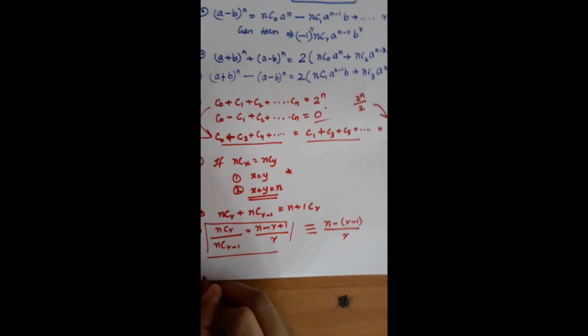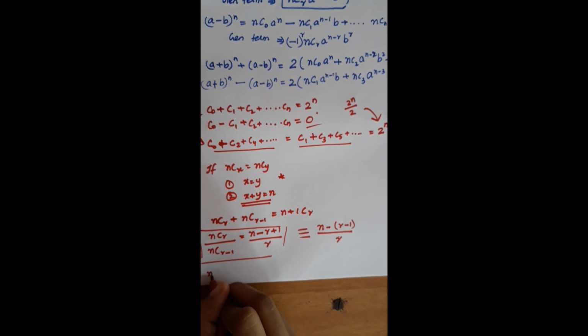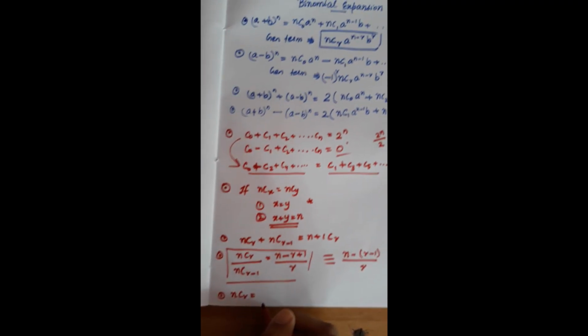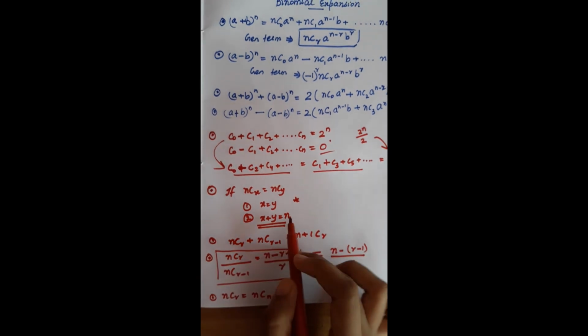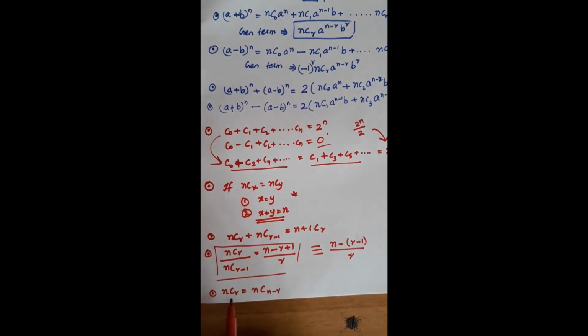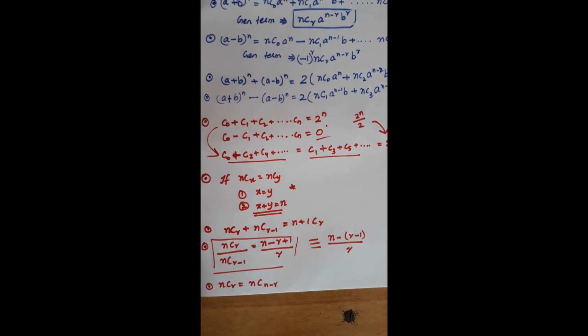Now the next result is simple. nCr is equal to nC(n-r). That is actually this result itself. r + (n-r) is what?